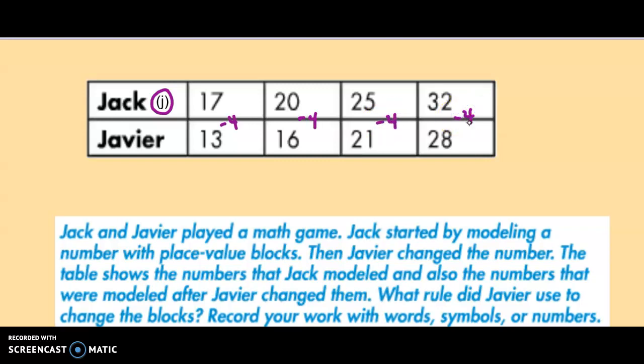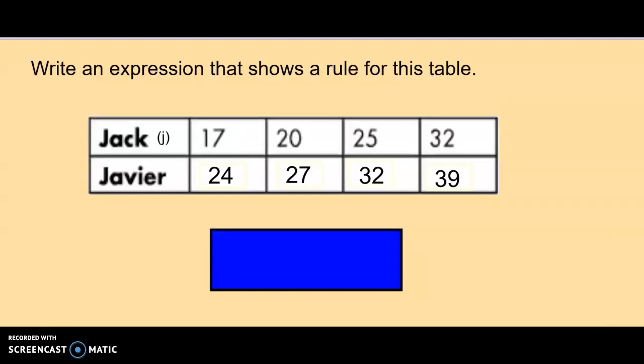When we talk about this, we talk about it as a rule. So our rule is that whatever Jack has, Javier is taking 4 away. When we write that as a rule, we're going to use that variable of J. So whatever J was, Javier ends up being 4 less. So Jack minus 4 would equal Javier, but we're just going to write this as a regular expression. Okay, so let's look at another example.